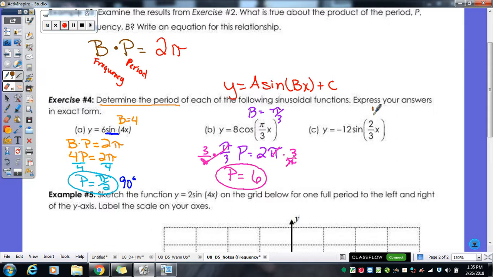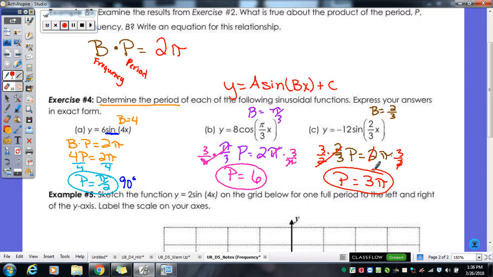So then C, what is our value of our frequency? 2/3. So 2/3 times the period equals 2 pi. And how do we get rid of our 2/3? Times 3 over 2. So then our 2's cancel. So our period is 3 pi.